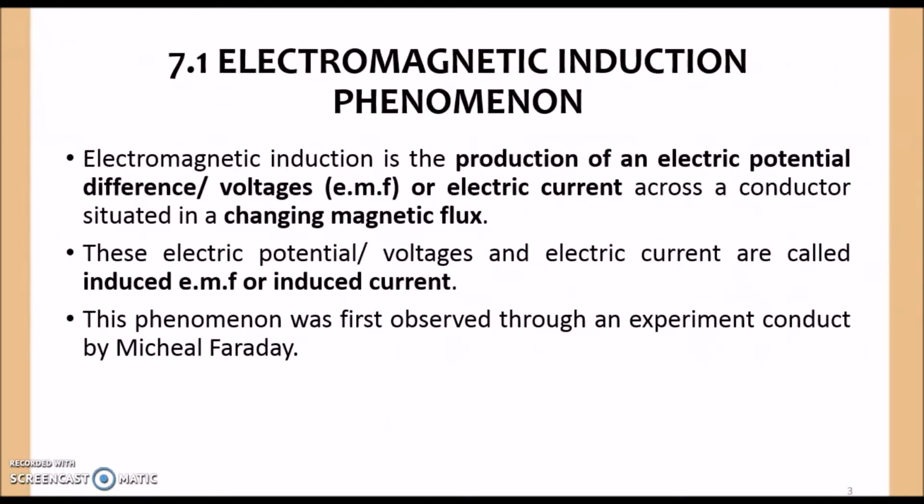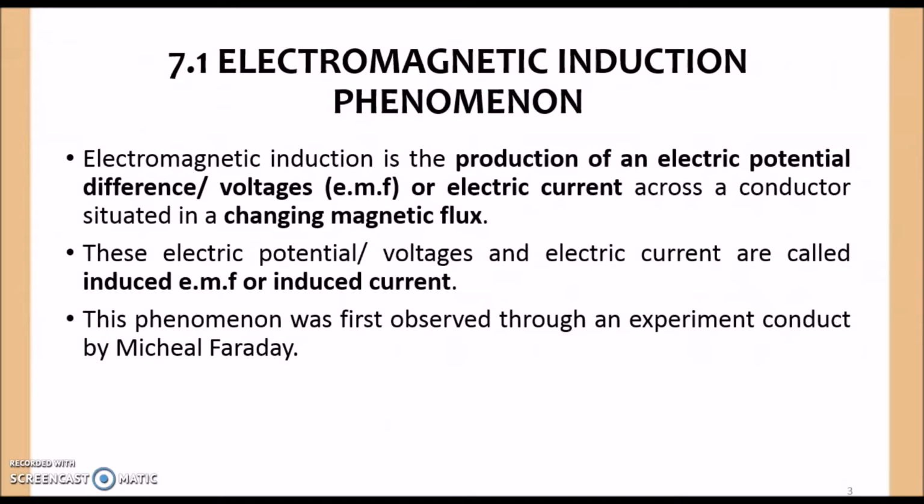Electromagnetic induction is the production of electric potential difference, or voltage, or EMF, or electric current across a conductor that's situated in a changing magnetic flux. So the main keyword is the changing of magnetic flux. What happens if the magnetic flux changes? It will produce induced EMF or induced current.